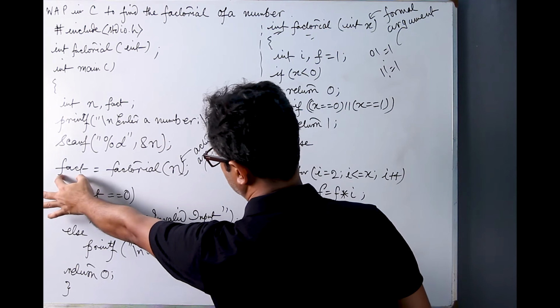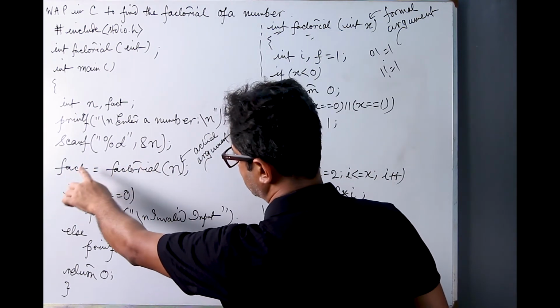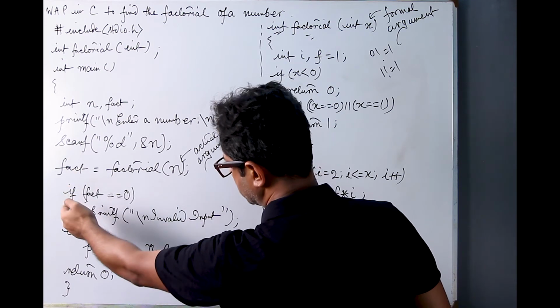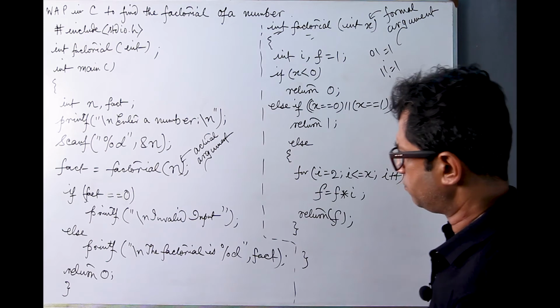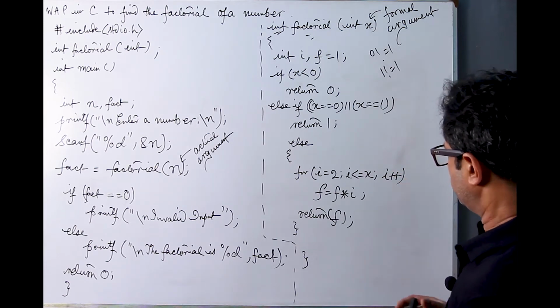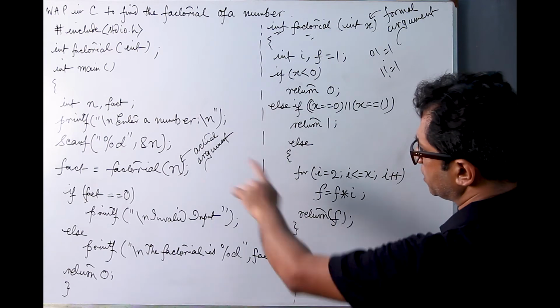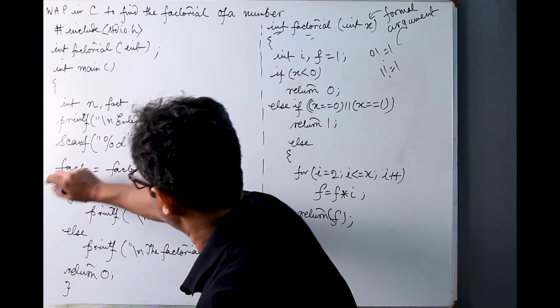that is the fact which will hold the value of this f, in order to let us see what is the result, or what is the factorial of the number specified by the user. So this f will be returned and will be assigned into fact.